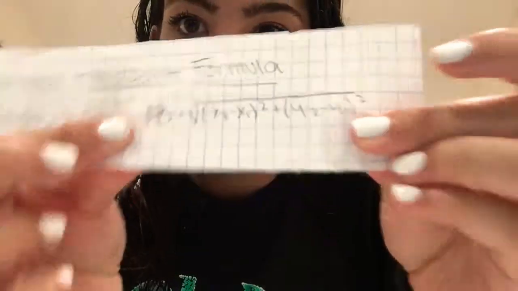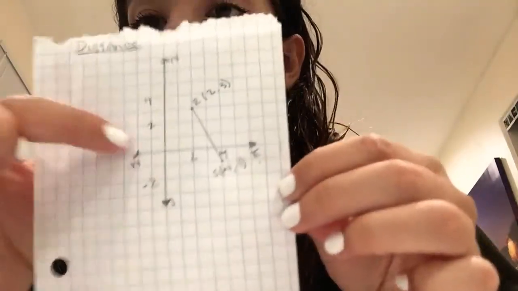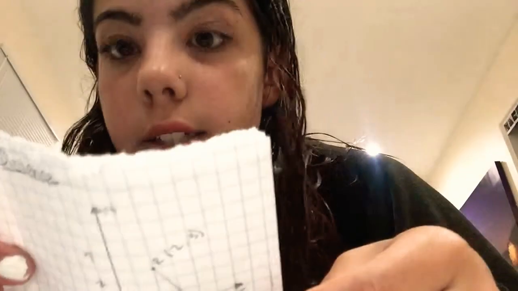Our distance formula, if you remember, going back to my little paper, is this right here. This is kind of the same thing as our midpoint, but a little bit different. This is what we're using for our distance, and the distance formula is again different. It's AB equals the square root of x2 minus x1 squared.